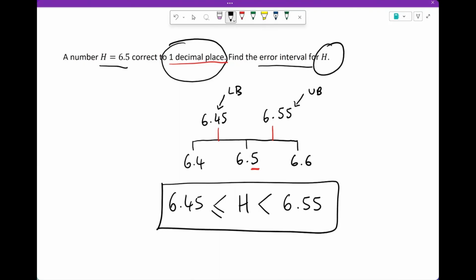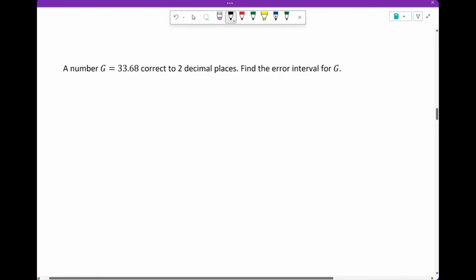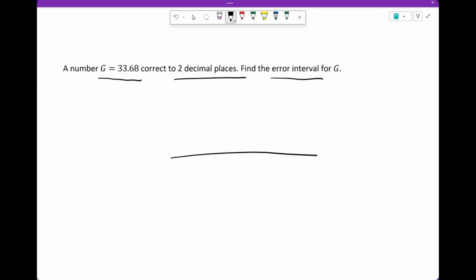Let's look at another question. So we got G, which is equal to 33.68, correct to 2 decimal places, our degree of accuracy. We need to find the error interval. So let's write our number line. And we're going to put G in the middle, which is the 33.68. And then we're going to identify the second decimal place because that's my degree of accuracy. So the second decimal place is the 8. So we're going to add 1 to that place value.